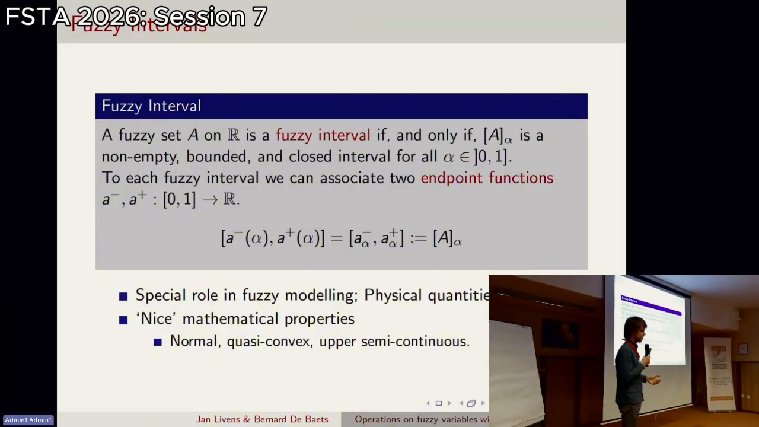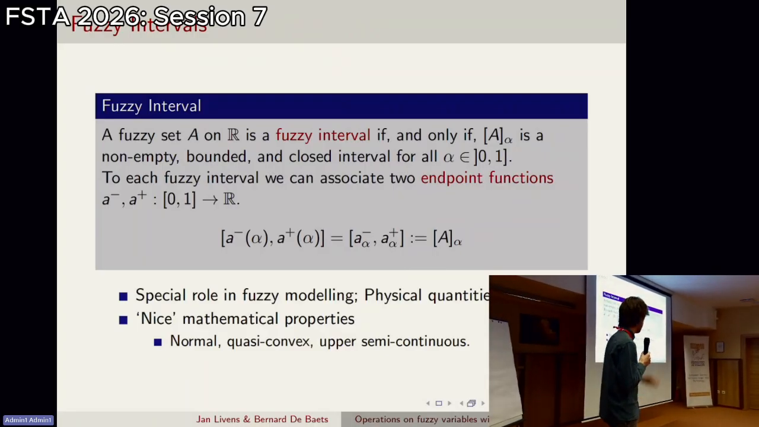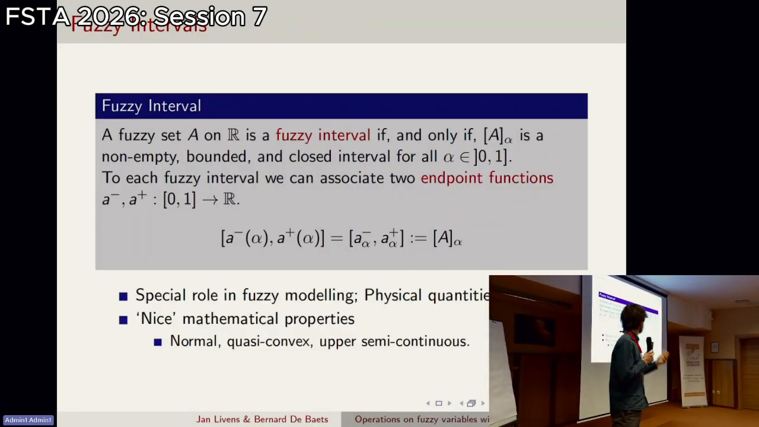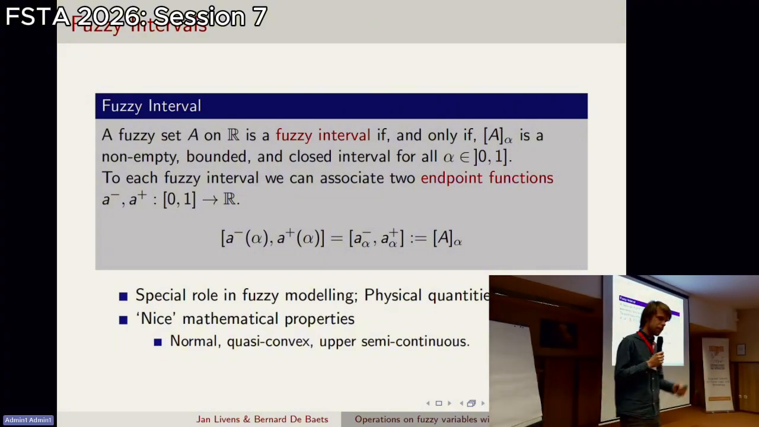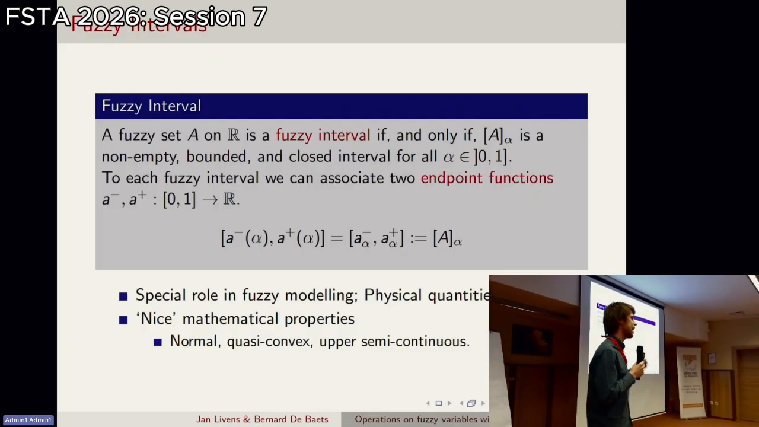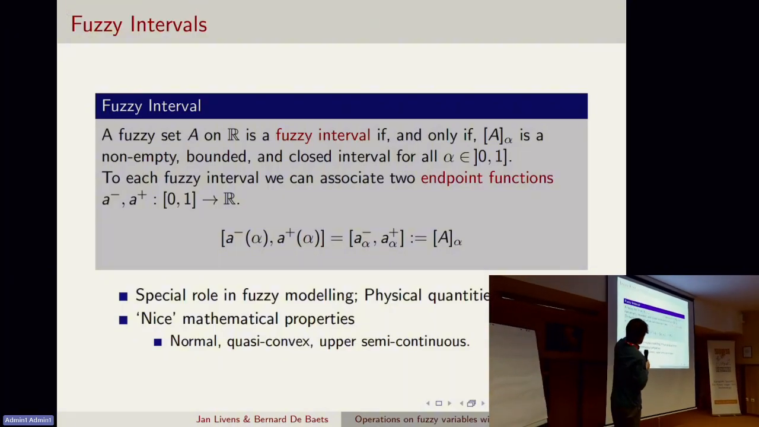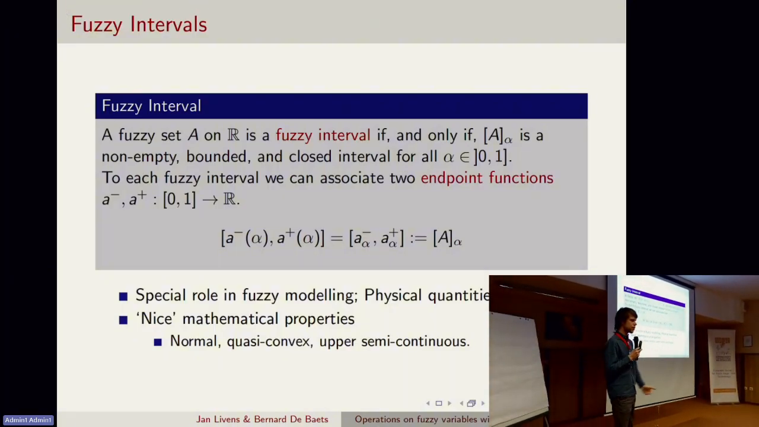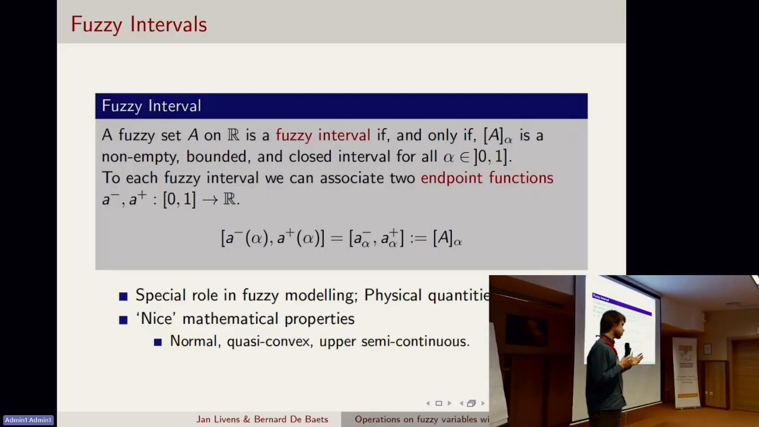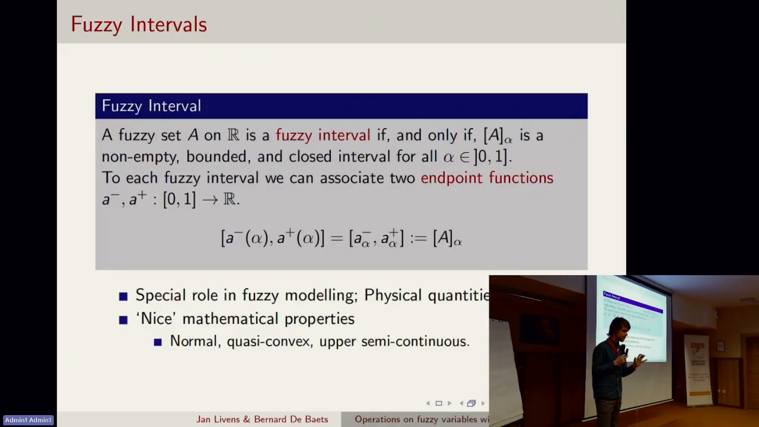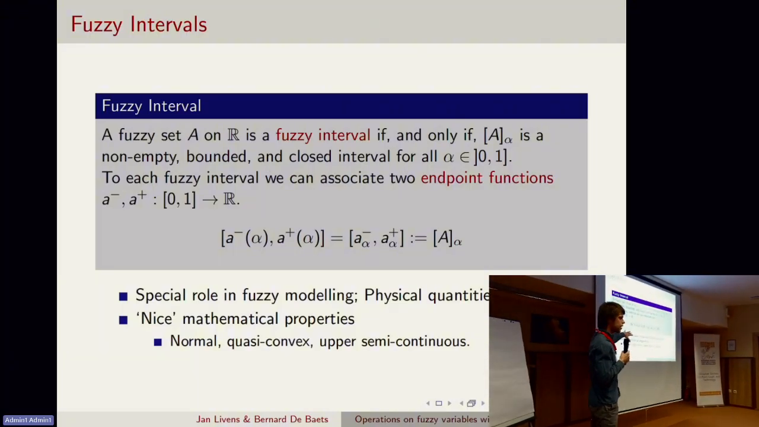A fuzzy interval is a special type of fuzzy set, namely a fuzzy set for which the alpha cuts are non-empty, bounded, and closed real intervals. And what this means, of course, because the alpha cuts are closed intervals, we can associate two endpoint functions to our fuzzy interval as follows. The endpoint functions will be the left and the right side of these intervals.